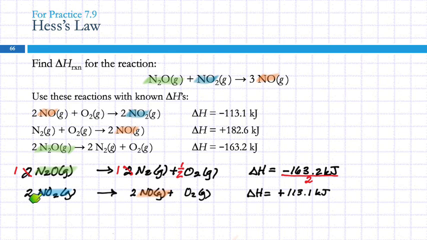Is this the correct coefficient? No. How can we fix that? Divide by 2 again. So, that's me trying to move the screen and my fingers are too dry. So we'll divide that by 2, and we'll divide this by 2, and we'll divide this by 2, and we'll divide this by 2. Because half as much stuff reacting, half as much energy absorbed or given off.